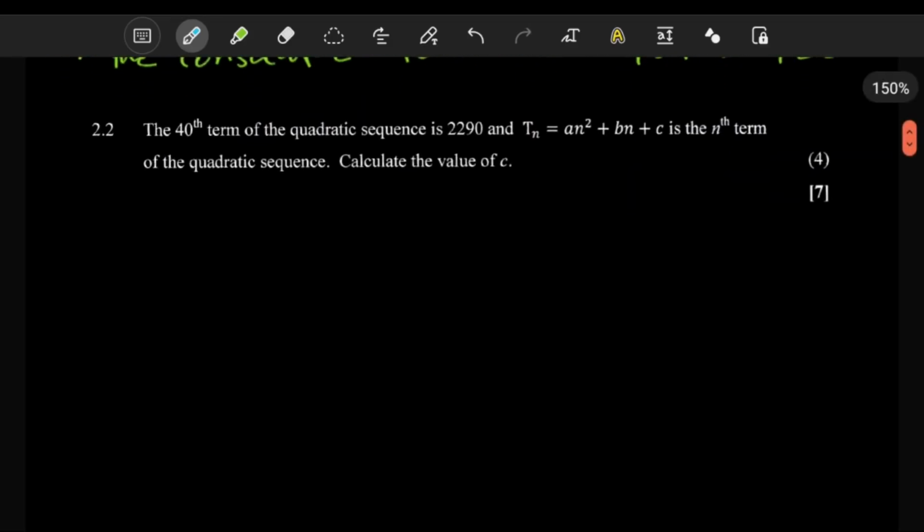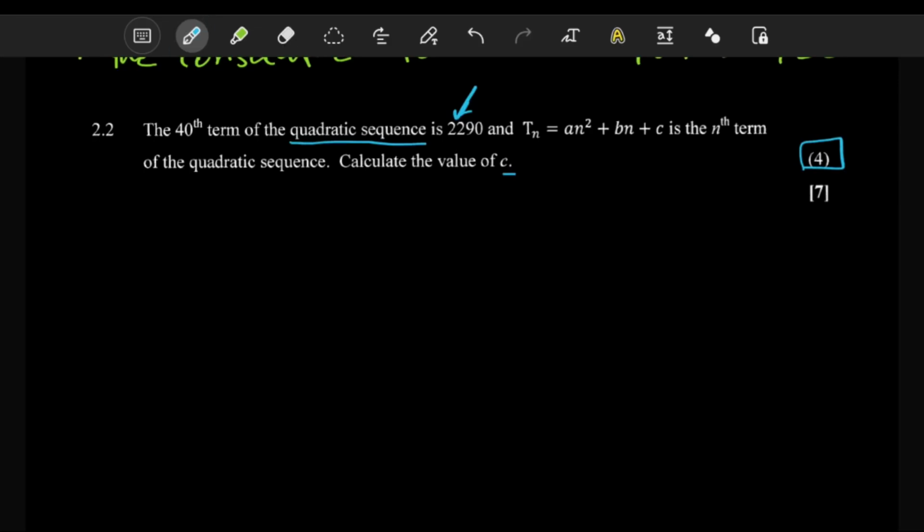2.2 says the 40th term of the quadratic sequence is this value here. This is what term number 40 is. And then they said here, and this is the general term. You see, term number 40 is this, and Tn is equal to this. This is the nth term of the quadratic sequence. Calculate the value of C. And it's only a 4-mark question.